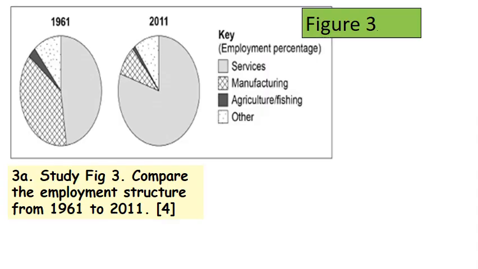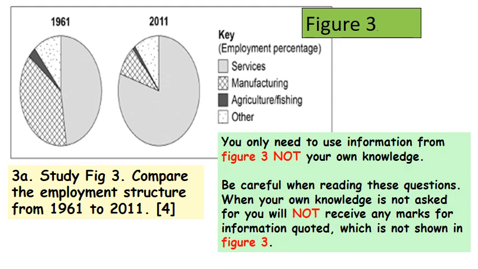On the current slide you can see Figure 3, which demonstrates the employment structure from 1961 to 2011. Question 3A asks you to compare the employment structure from 1961 to 2011. For this question, fewer developed points or 4 simple points could be made to achieve the 4 marks. The question asks you to compare figure 3, so it is vital that you only use information from the figure. Any of your own knowledge will not be given marks.